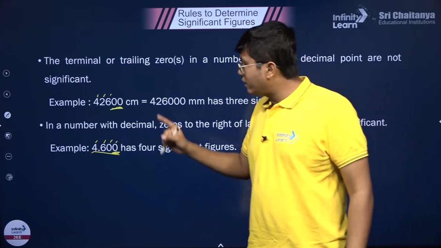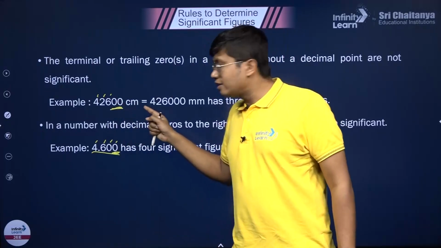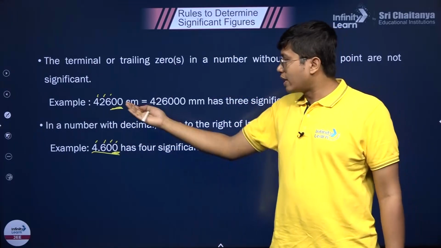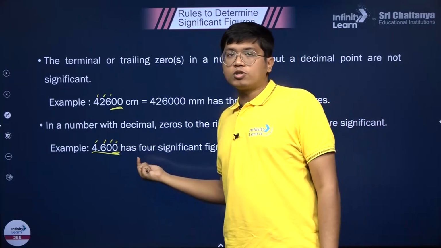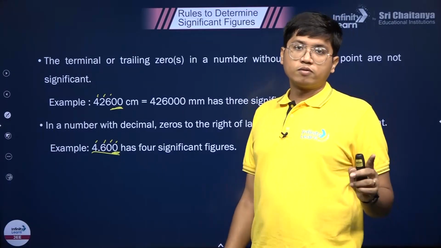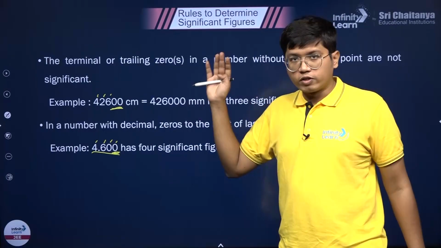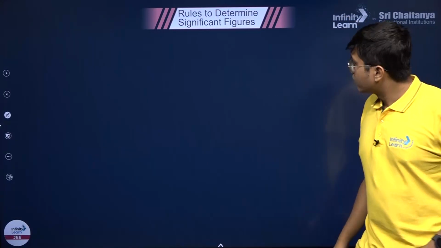Mind you, this is only in decimal, not here. Without a decimal, the ending zeros are not significant because that could have been brought about by a change in unit. But if there is a decimal and there are zeros at the end, then those zeros actually specify that the value there is 0. I have not just put them at my own wish. Okay, so these are significant.